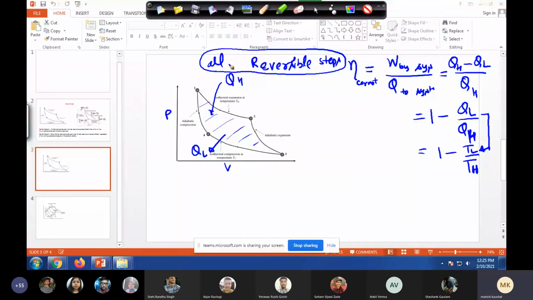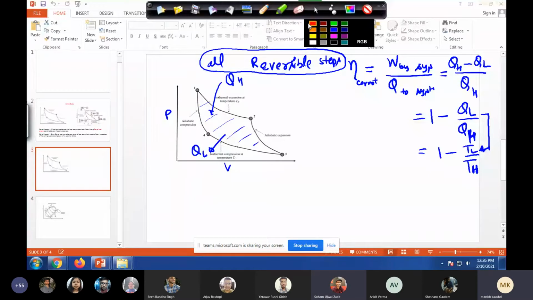Yes, that's in case I didn't say it. Sir, what we said is that work done by the system is always less in irreversible cases. Yes, we'll come to that. First of all, let's stick with reversible. This is a reversible cycle. Sir, what is the difference between the reversible work and irreversible work? I'm coming to that.